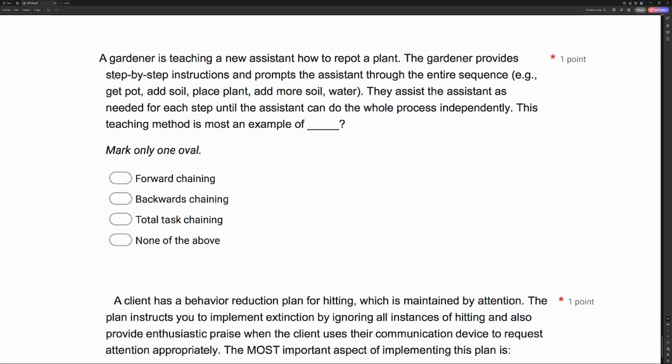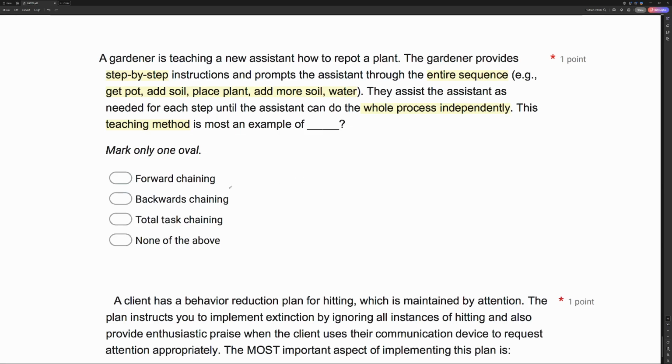So we have step-by-step instructions, and then we have this chain. So immediately as we're reading this question, and we're thinking about what are we doing, what kind of information are we gathering, it looks like a task chain question, right? So when it asks about the teaching method, we can assume it's a task chain based on this information. Now, then we have to ask ourselves, what kind of task chain? The gardener is providing these step-by-step instructions and prompts throughout the entire sequence. And they're assisting until the assistant can do the whole process independently.